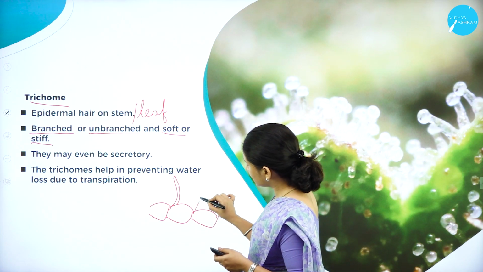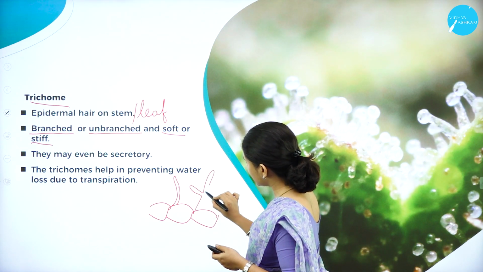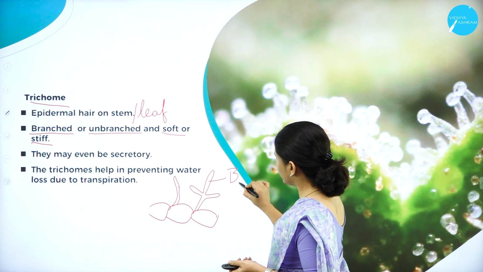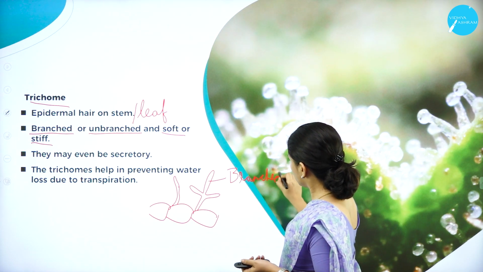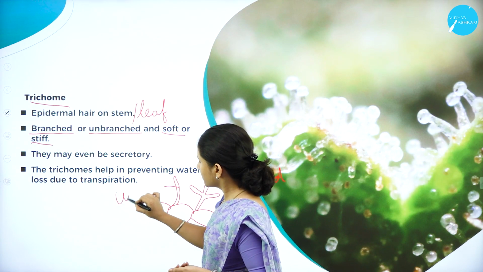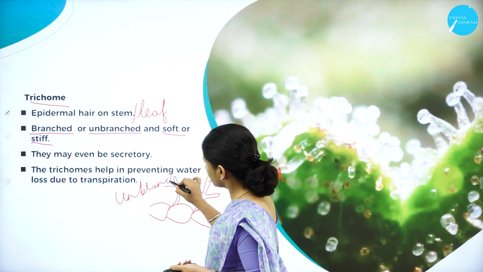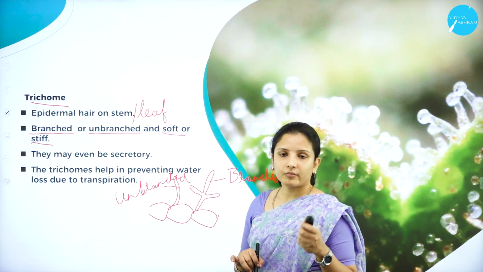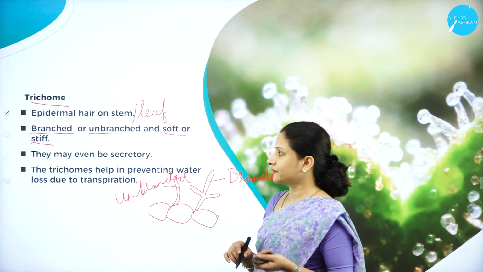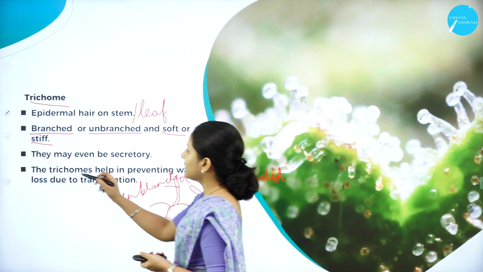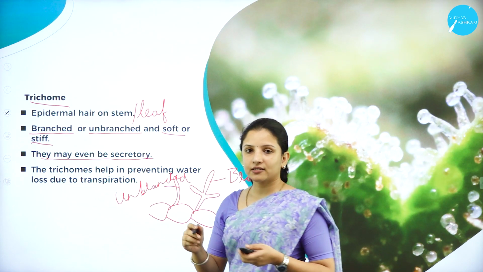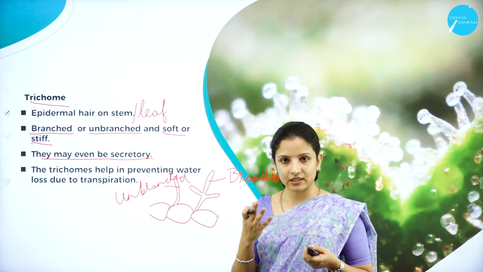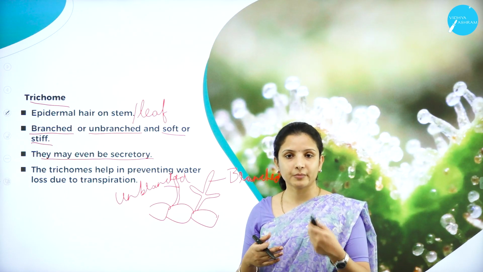Sometimes there are certain trichomes which produce branching like this. So this is a branched trichome. And this is an unbranched trichome. So they may be either branched or unbranched, or they may be soft or needle-like stiff, depending on the plant species. And they may even be secretory. That is, they may secrete some substances from glands which protect the plants against certain insects and so on. So therefore they also may be secretory.